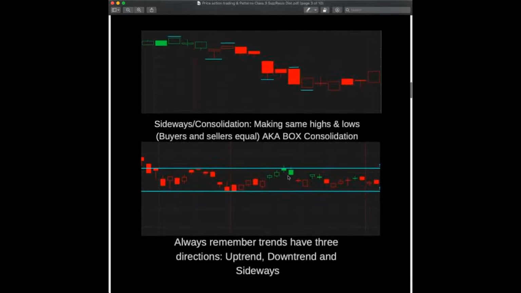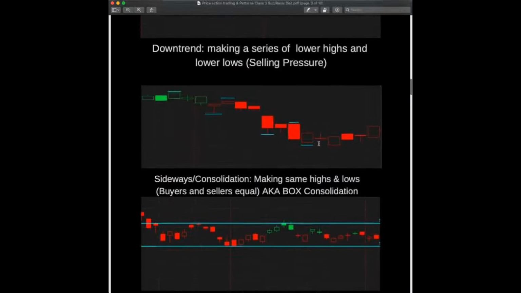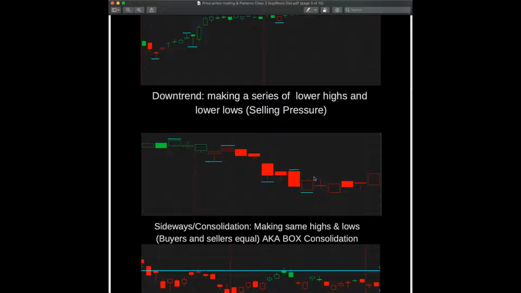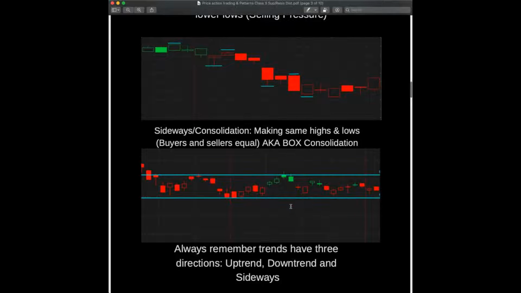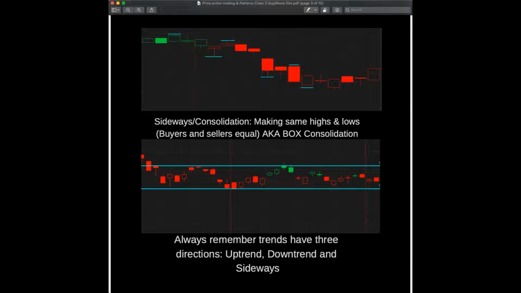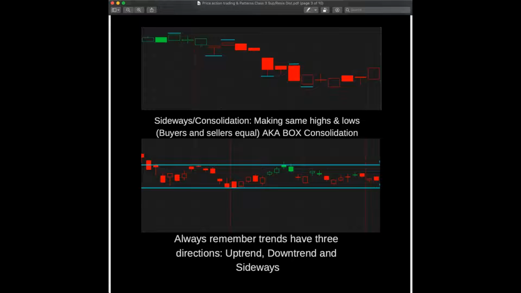Okay. Now we have sideways consolidation, also known as box consolidation, where we're making equal highs and equal lows, and that means buyers and sellers are pretty much equal, right? So, downtrend, sellers are in control. Uptrend, buyers are in control. Sideways consolidation, buyers and sellers are equal. So always remember, there are always going to be three directions: up, down, and sideways. Always. It's going to be one of those directions: up, down, or sideways.